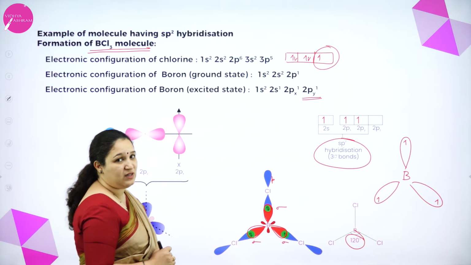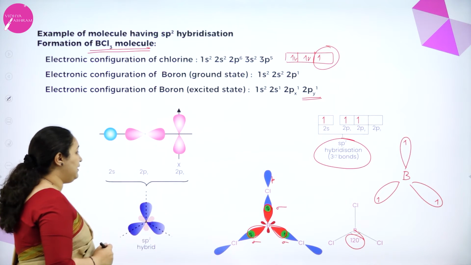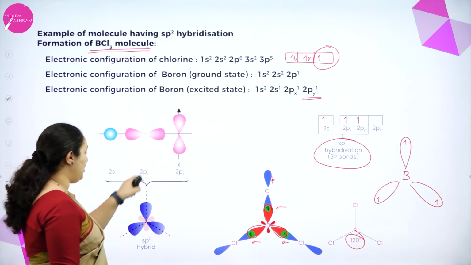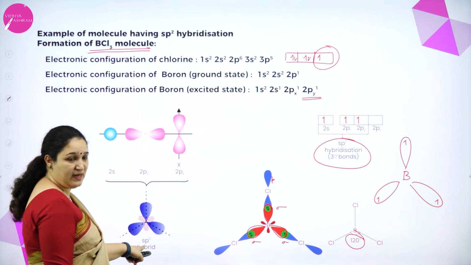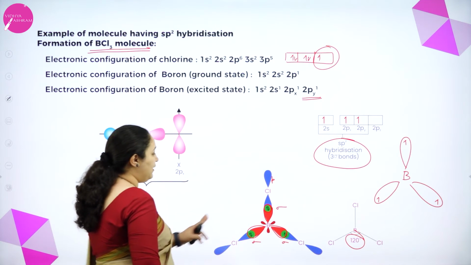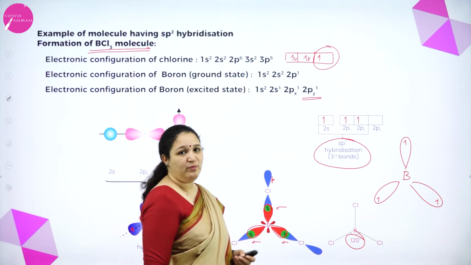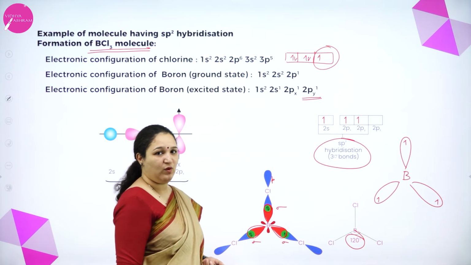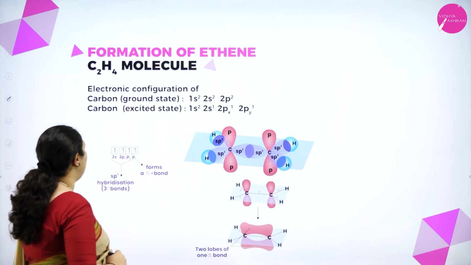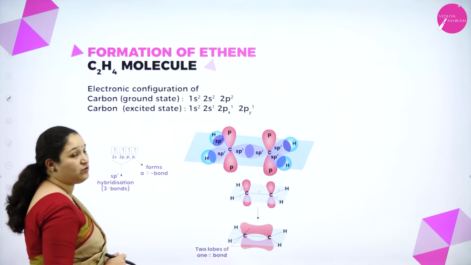So I hope you have understood about the hybridization. I have 1 s orbital and 2 p orbitals to give sp2 hybridized orbitals with 1 electron each here. They will overlap with chlorine atoms to form sigma bonds. Okay. Next we have the formation of the ethene molecule, that is C2H4.